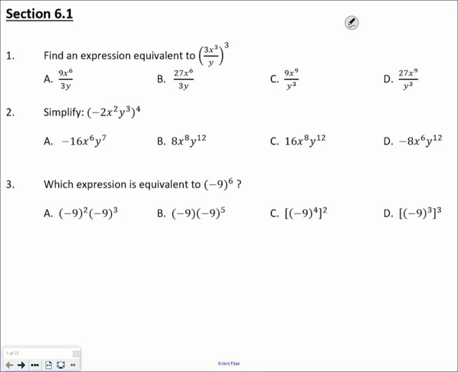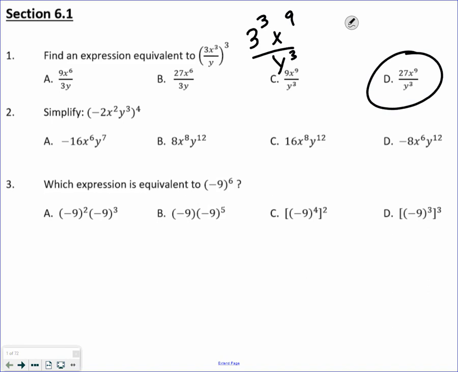So here we go. You have a parenthesis being raised to an exponent, which means everything in the parenthesis is raised to that exponent. So 3 to the third, x to the ninth, y to the third. Remember, when you have a power raised to another power, you multiply the power. So 27, x to the ninth, y to the third is the correct answer.